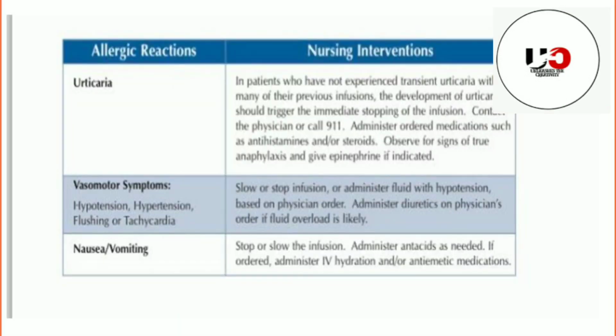Then the next one, vasomotor symptoms. The patient is already connected to a cardiac monitor and we keep monitoring their temperature, blood pressure, heart rate, and respiratory rate. If we find any hypotension, flushing, or tachycardia, slow or stop the infusion. So the first nursing action is to slow or stop the infusion.